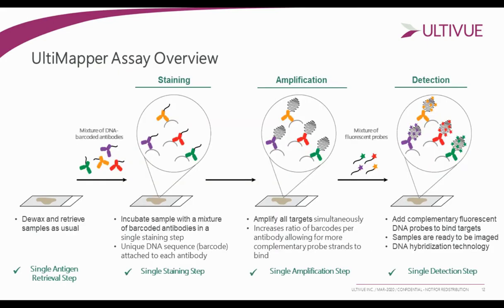Now, to give you an overview of the Ultimapper assay itself, it is actually quite simple. Ultivue uses antibodies that are conjugated to unique single-stranded DNA barcodes, which you can see there on the left. These DNA barcodes are unique to each individual antibody, so each antibody has its own DNA signature, just like people do. CD4 would have its own signature, CD3 would have its own, CD8 would have its own.